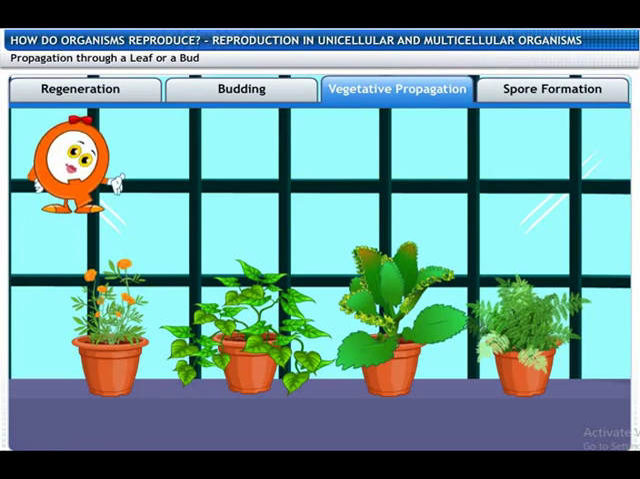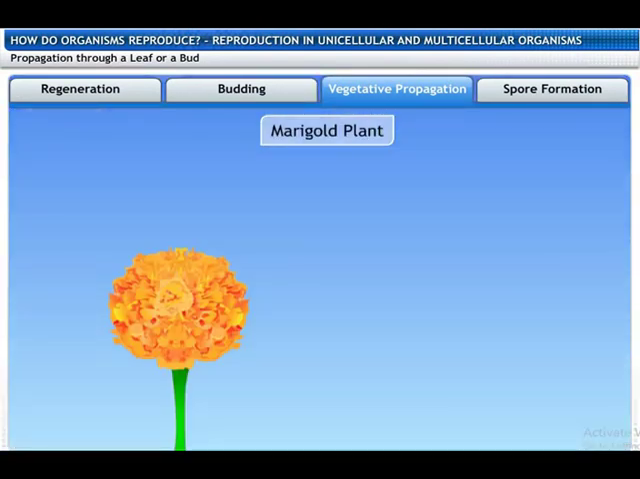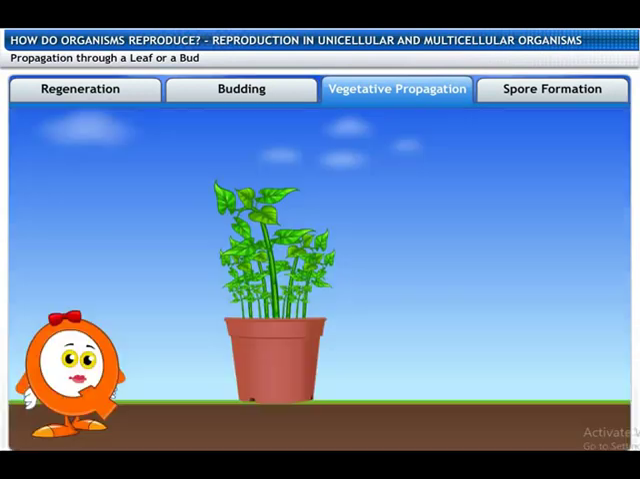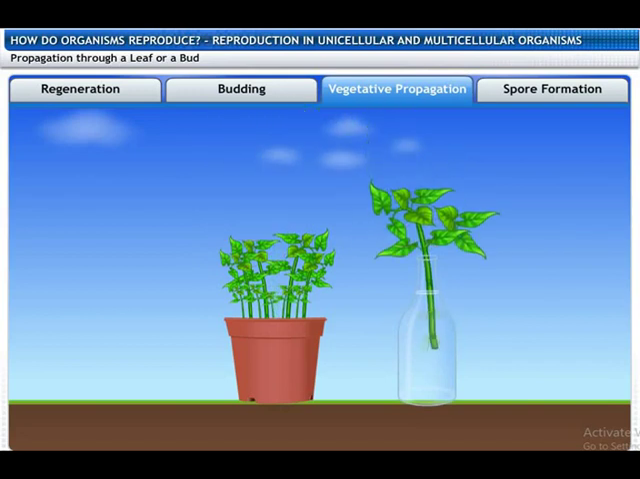Quite a few plants here. Now, do any of these propagate like the rose plant? Let's see. Marigold requires seeds. How about the money plant? Of course, I have seen Arnold's mom put a stem of a money plant in a bottle of water and it grows into a plant.